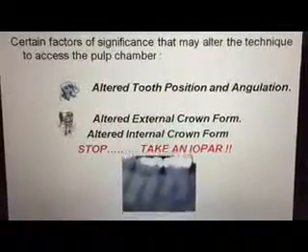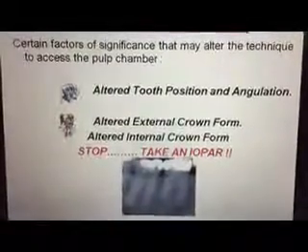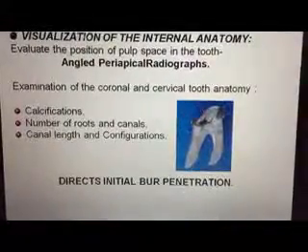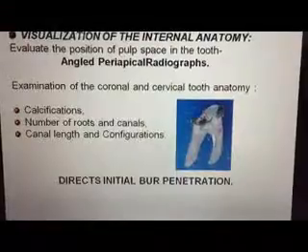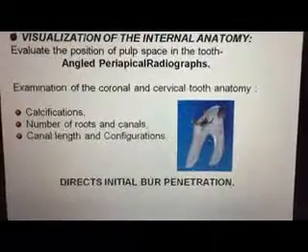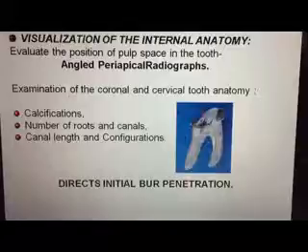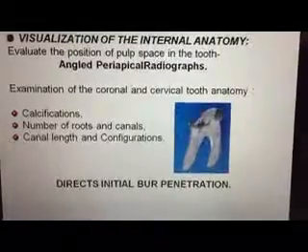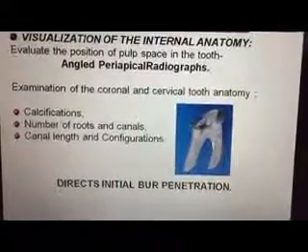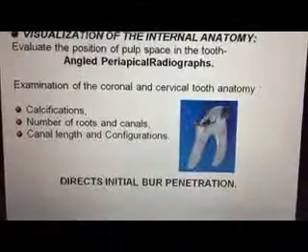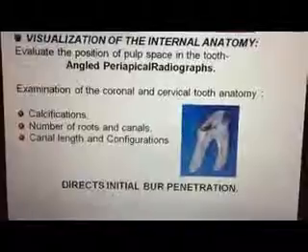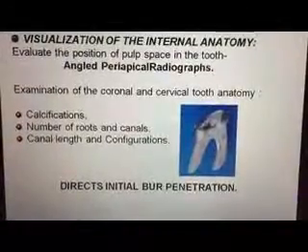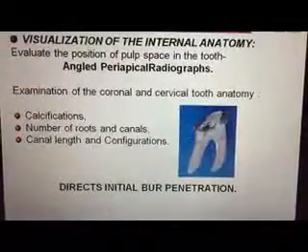For this, an intraoral periapical radiograph is mandatory. The intraoral periapical radiograph in different angulations will help to evaluate the position of the pulp space in the tooth. The radiograph will also help to identify calcifications, number of roots and canals, canal length and different configurations. This will help in directing the initial burr penetration while preparing the coronal access cavity.